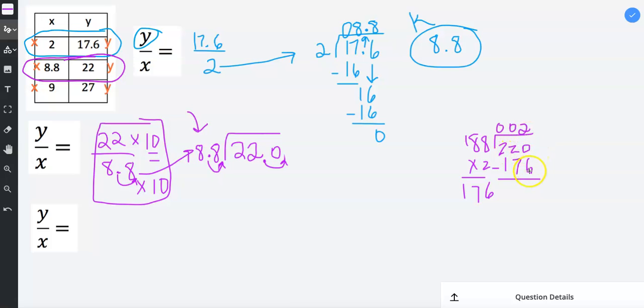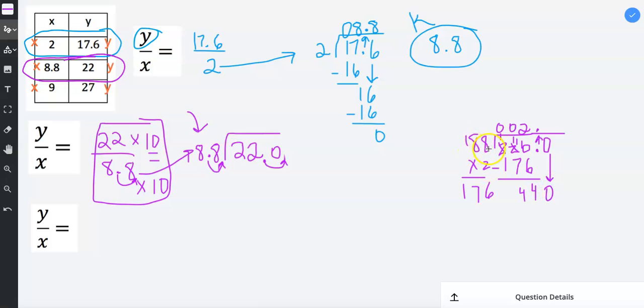All right, I need to borrow, so I'm going to make this a 1 and make that a 10. For the 1 minus 7, I'm going to have to borrow, so I'll make that a 1. Add 10 to the 1, making that 11. 10 minus 6 is 4. 11 minus 7 is 4, and then 1 minus 1 is 0. Now I have a remainder, so I'm going to have to add a decimal, bring that decimal to the top, and then add a 0 and bring that 0 down.